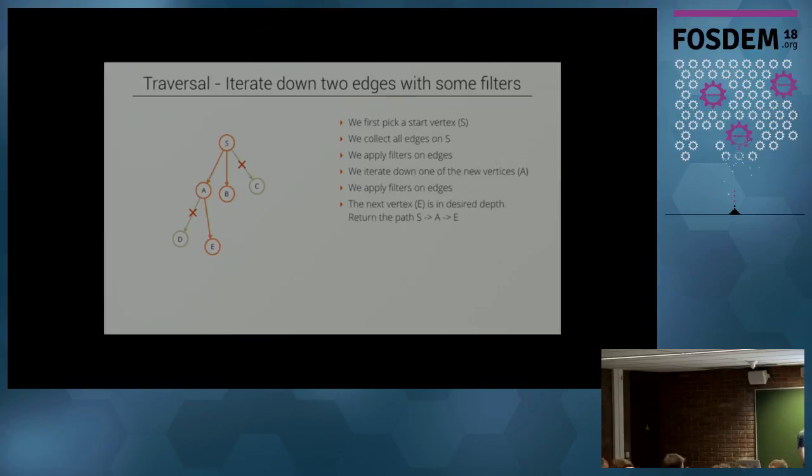Instead, it goes back to A and checks if there is another edge that it has to process. In this case, not, because we removed D from the result set and E is visited. So we go back to S and check if there is another edge. And here we find B. So we go to the unfinished vertex B, which we haven't visited yet, and apply the same pattern again. So we iterate down to B, apply filters on all the edges, and go down to everything we find. So in this case, S B F would be another result of this traversal query.